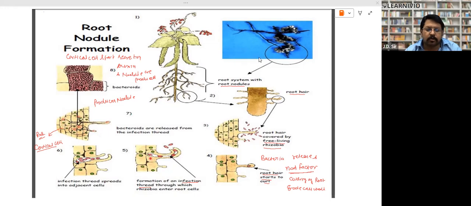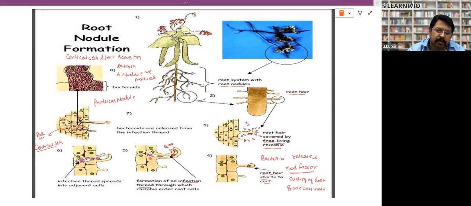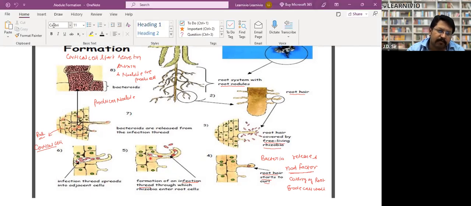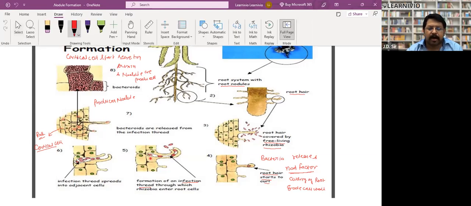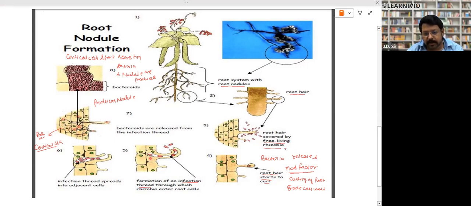So how do these nodules fix the nitrogen? Look, this is the root system with the root nodule. Now what happens? First, these are the root hairs. The root hairs are covered by free living rhizobia bacteria. So there is a bacteria, right? That bacteria covers the root hair of this plant. Basically, the name of the bacteria is rhizobia.